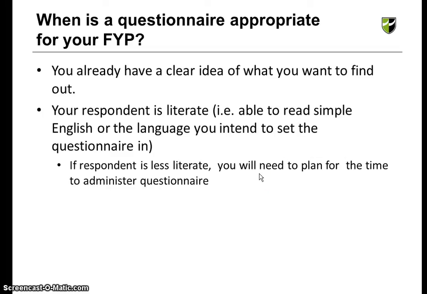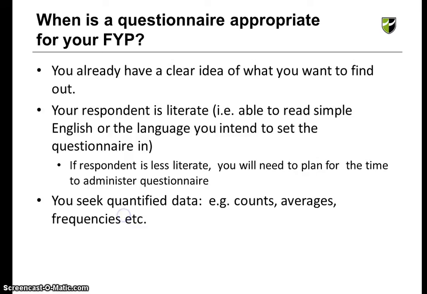Okay, the second reason why you would use a questionnaire is that your respondent is generally literate. For some projects like the DHSM projects, you're dealing with non-English speakers, and a lot of the time you may have to plan more time to administer the questionnaire one-to-one, as compared to, say, administering a Google form to RP students at class time. We'll cover more about how to collect data in a separate lecture.